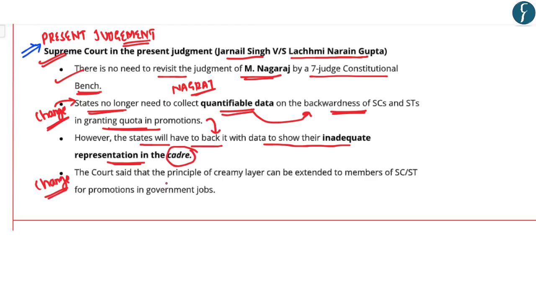Further, the most important change which the Supreme Court judgment has introduced is that it has stated that the principle of creamy layer can be extended to members of SCs and STs in order to give promotions in the government jobs.